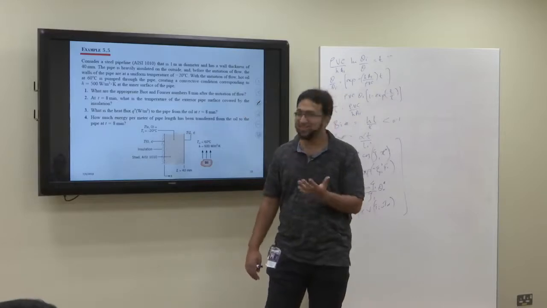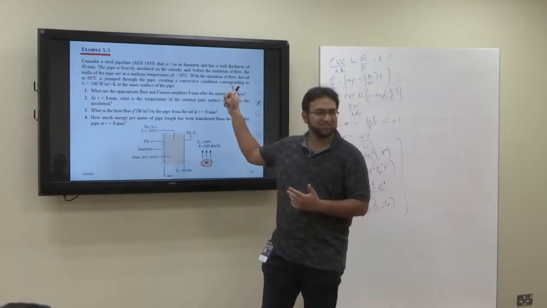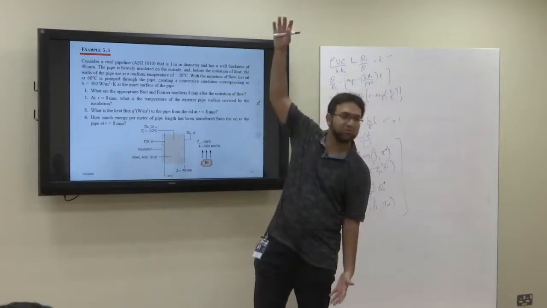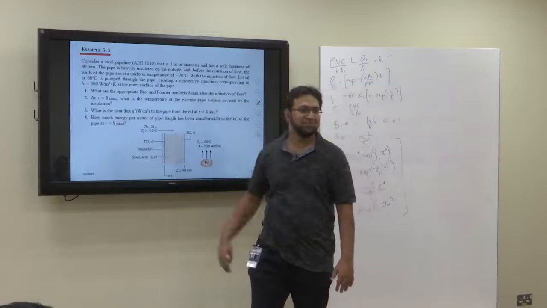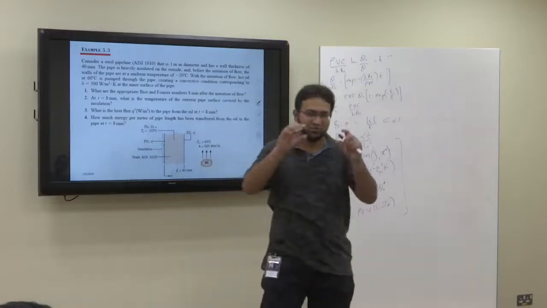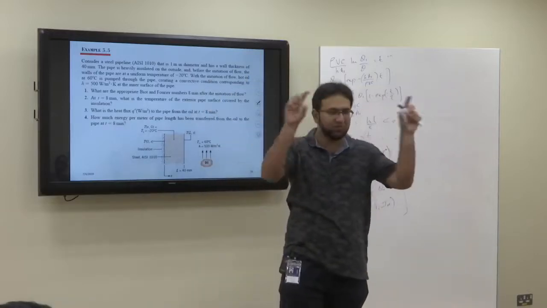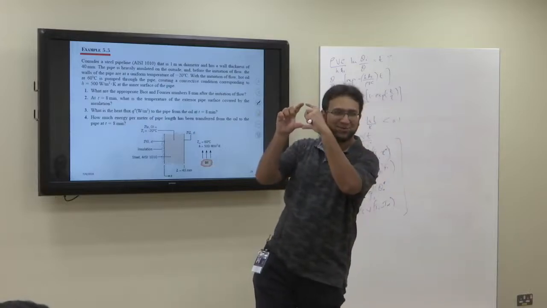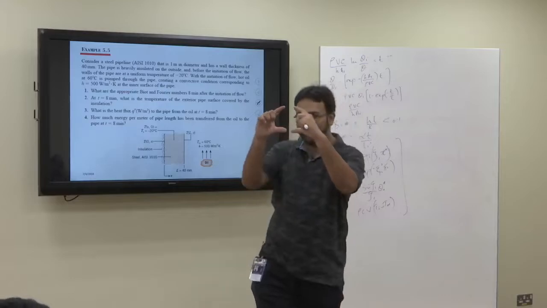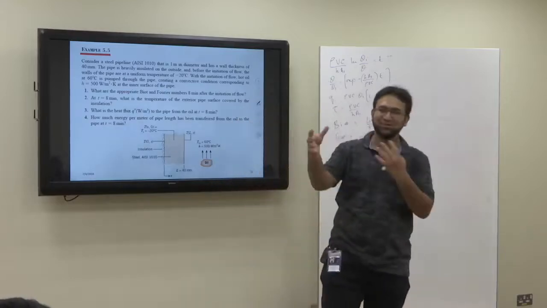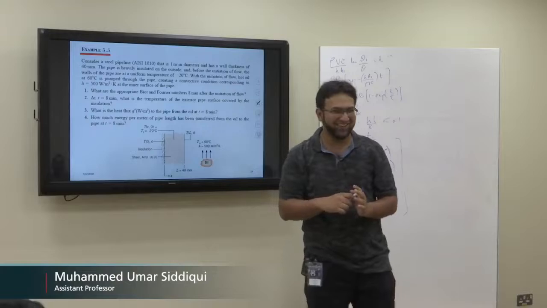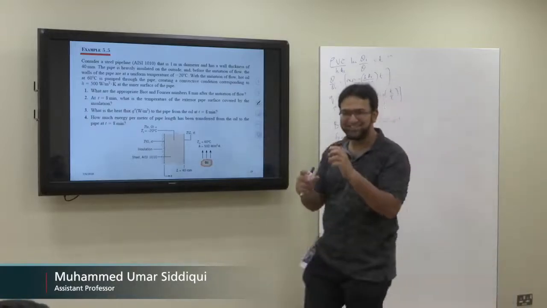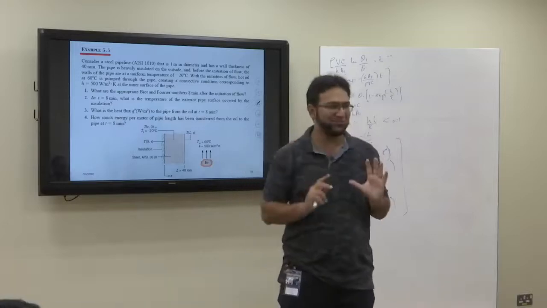But look at the diameter of the pipe: 1 meter. A 1 meter diameter is too big. That much big pipe means if you consider the wall of the pipe from very close, it will look like a plain wall. But you have to be very close. Don't be too far away, otherwise it will look like a pipe. If you look at it from very close up, it will look like a plain wall.